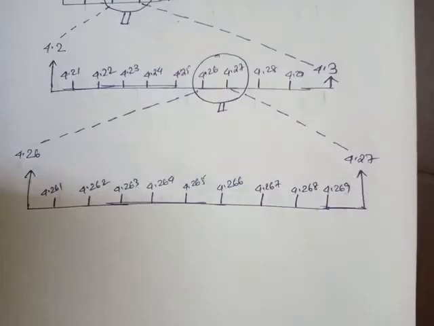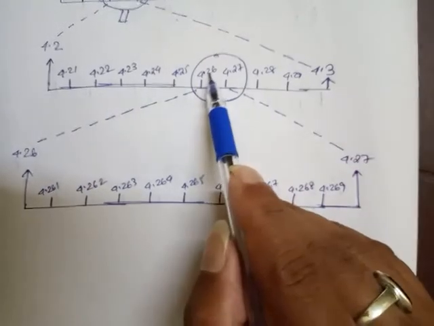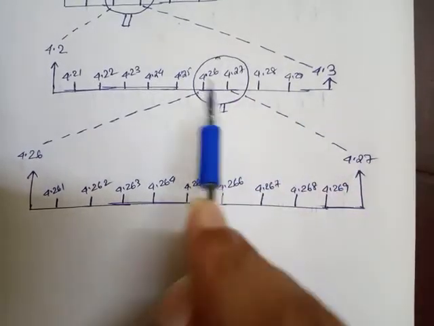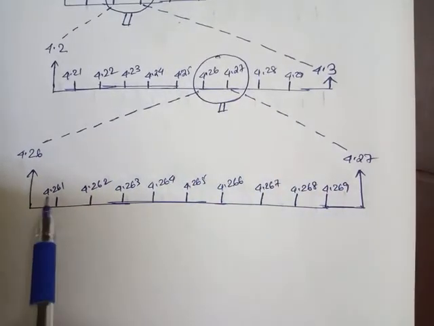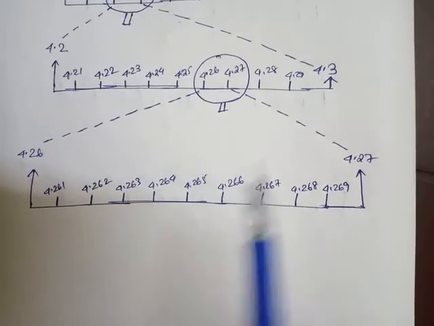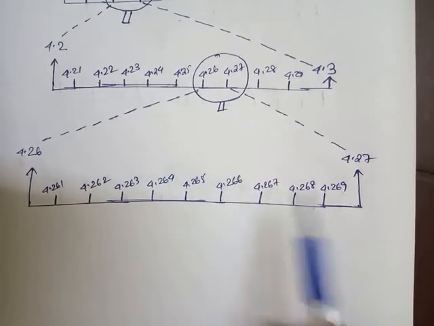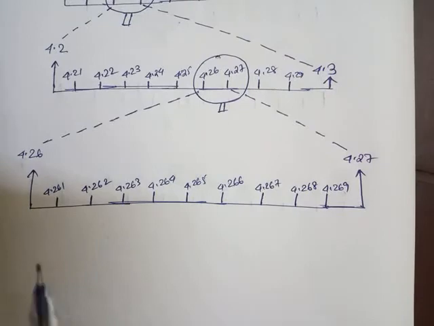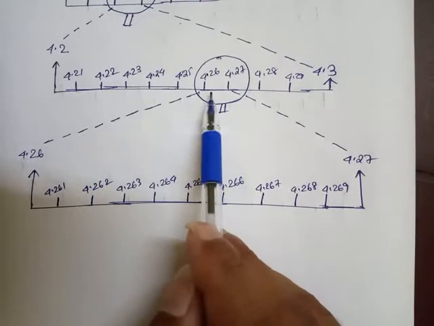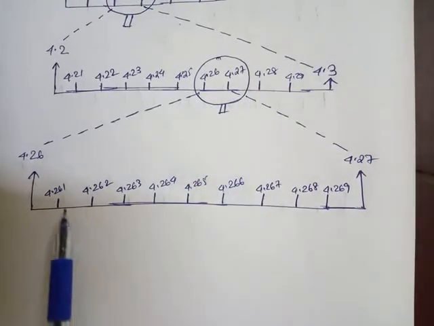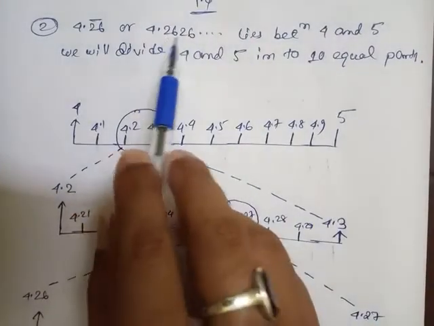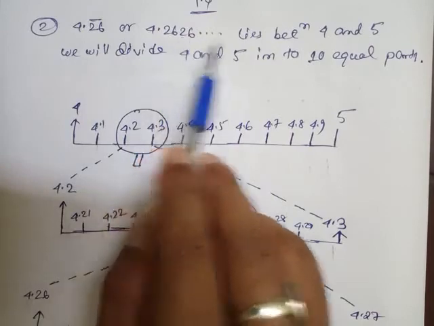Now let's have a look how to solve this one. Now student, look here. Now 4.26 and 4.27 we have done the magnification here. Now after magnification of 4.26 and 4.27 there are 10 equal parts: 4.261, 4.262, 4.263, 4.264, 4.265, 4.266, 4.267, 4.268, 4.269. Now look here, 4.26 and 4.27, between these two there are 10 equal parts which I have shown here. Now what is the question here? Look again, 4.26 bar, 4.2626 bar, which means it will continuously go on.